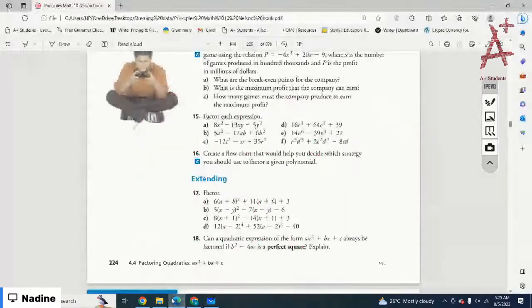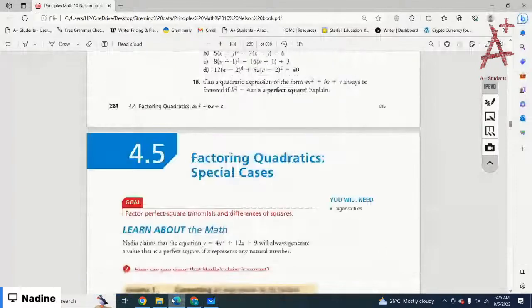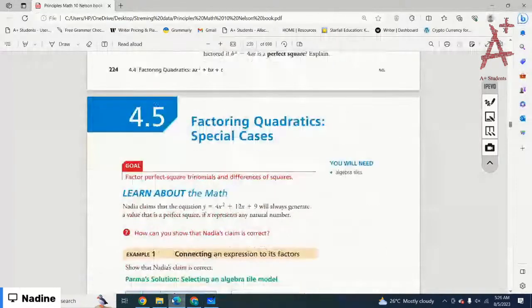Okay, let's just start with question number 17. You can do the rest of the questions by yourself later today. Let me just start with 4.5, that is factoring quadratics special cases.